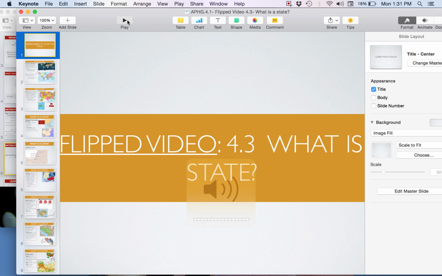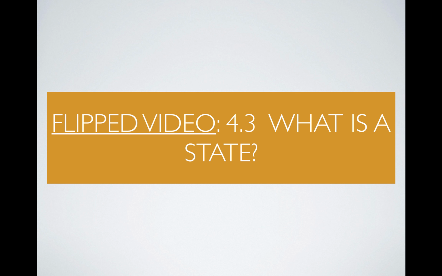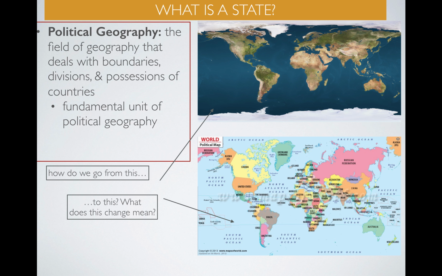Going to continue our discussion of political geography now, really jumping into the concept of exactly what a state is, as that's the core of this unit and our core unit of study. So let's start off first with a basic definition of political geography. Political geography is the field of geography that deals with boundaries, divisions, and possessions of countries.